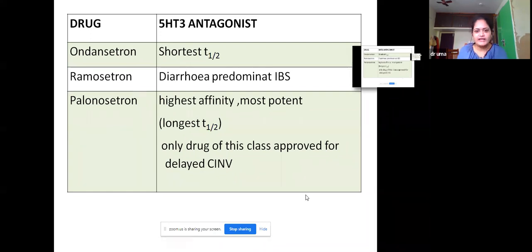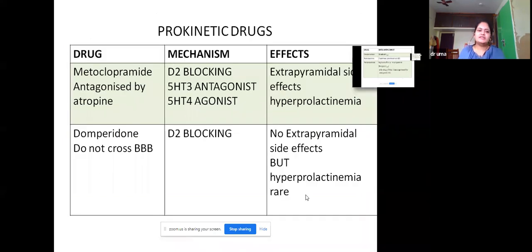And now coming to the prokinetic drugs, the important one is metoclopramide. Its action is antagonized by atropine, because normally acetylcholine is the major neurotransmitter in the GIT. Its prokinetic action is by D2 blocking, 5-HT3 antagonist, and 5-HT4 agonistic activity. Because of the D2 blocking action, it produces extrapyramidal side effects and hyperprolactinemia.